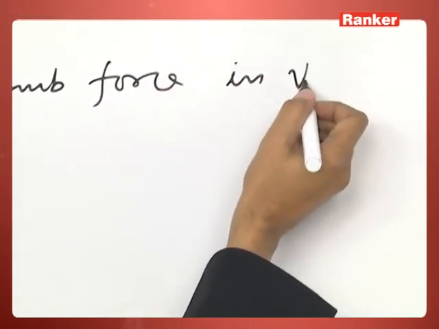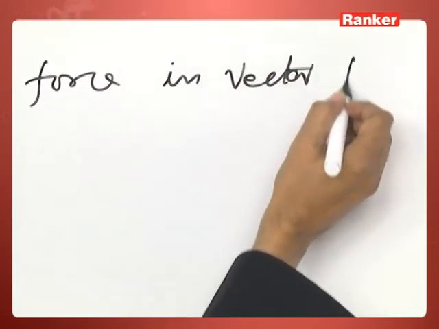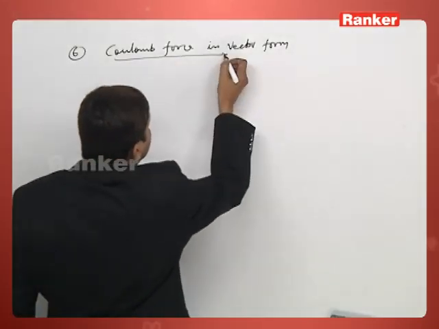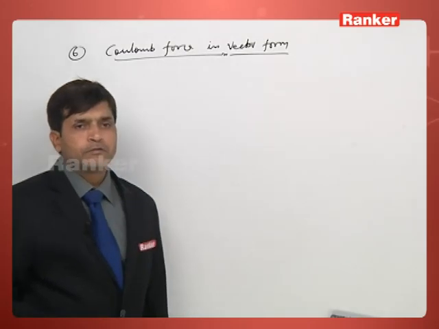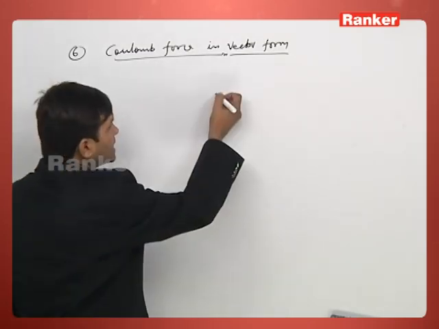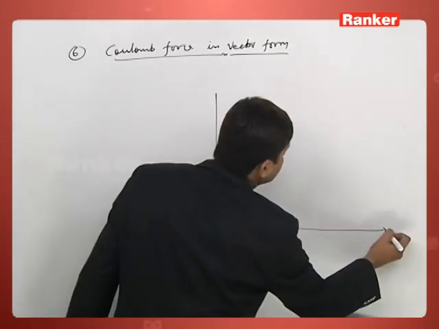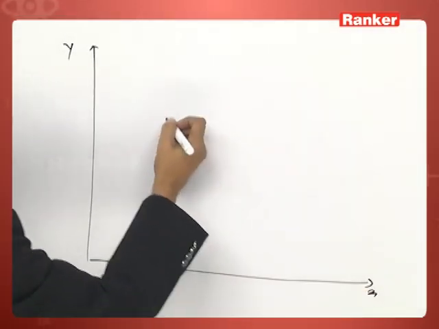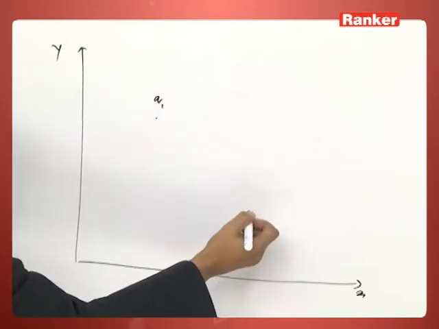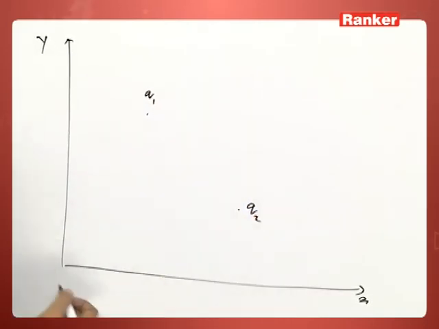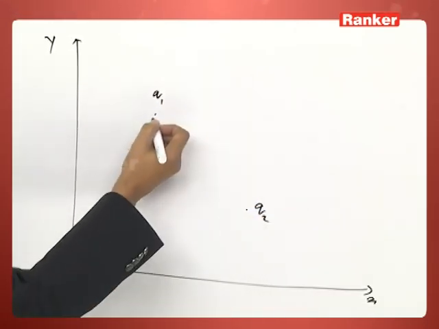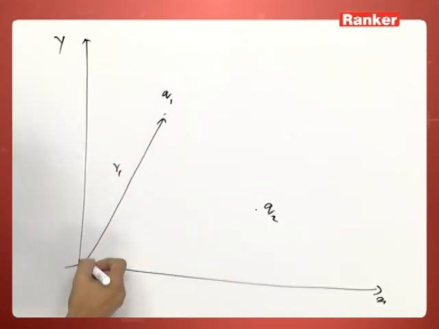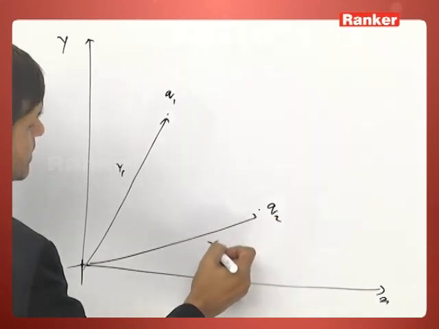See, Coulomb force in vector form. Now see how we can represent Coulomb force in vector form. This is our coordinate system, and Q1 and Q2, the two charges, are present, and the position vector of charge Q1 is let R1 and the position vector of charge Q2 is let R2.